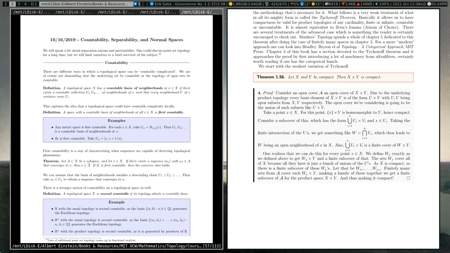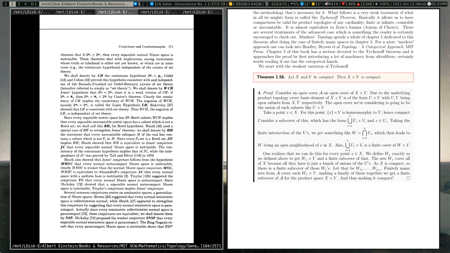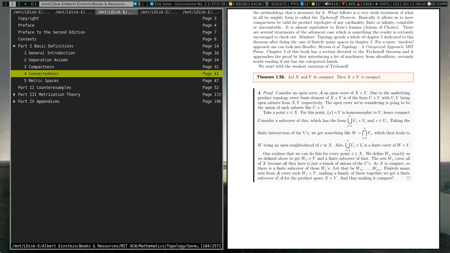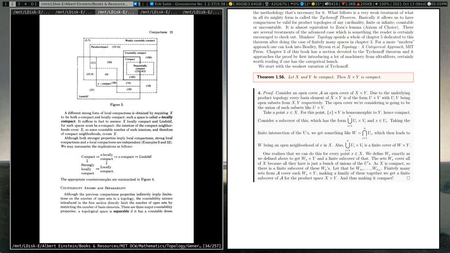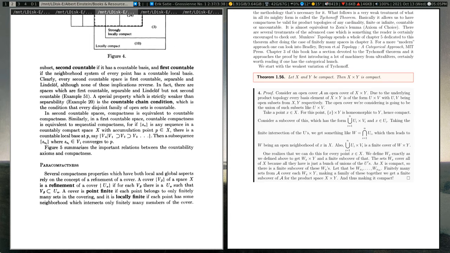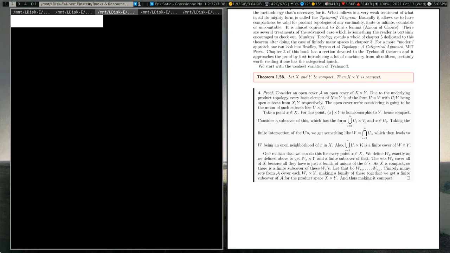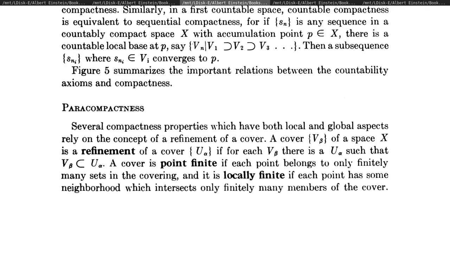So yeah, let's talk a bit about paracompactness, and then we'll get into quotient spaces. For paracompactness, we'll need some new terminology, something called refinement. A cover of a space is a refinement of another cover if for each member of the cover, there is some U alpha such that it's a subset. So V beta is a subset of U alpha, right?